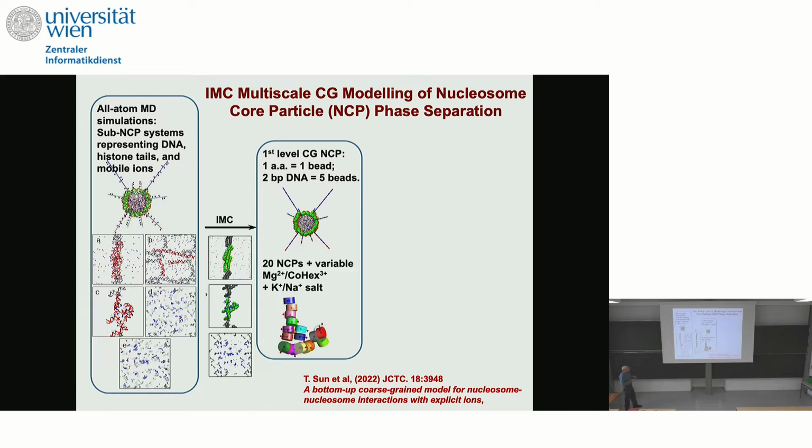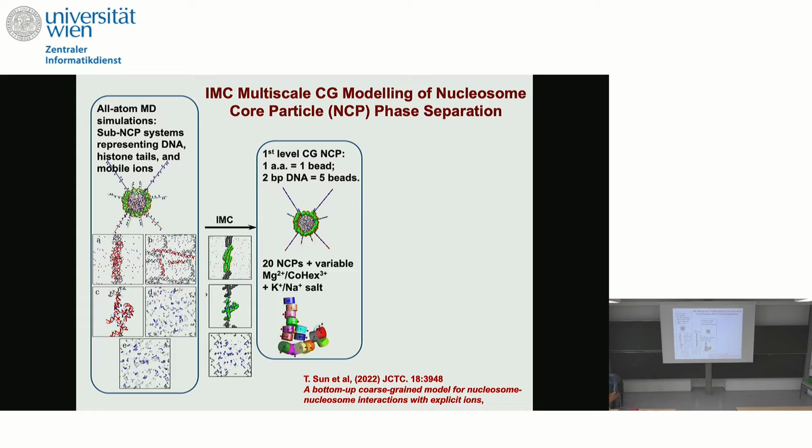The histone core is modeled with one bead for each amino acid. With this coarse-grained model, you can put 20 NCPs in the presence of explicit magnesium or cobalt hexamine in the simulation box, and you find that they aggregate in the presence of multivalent ions. The nucleosomes stack on top of each other in these small columns.